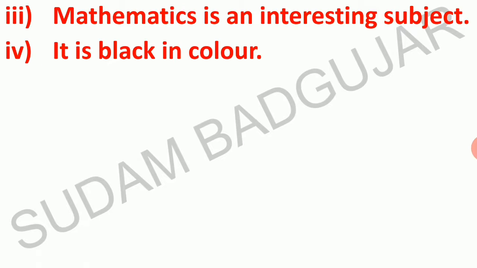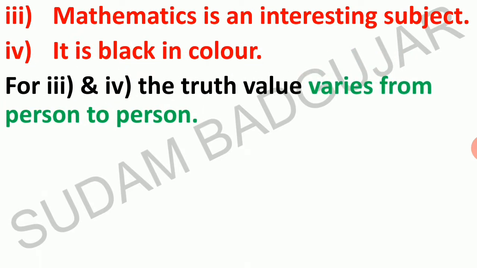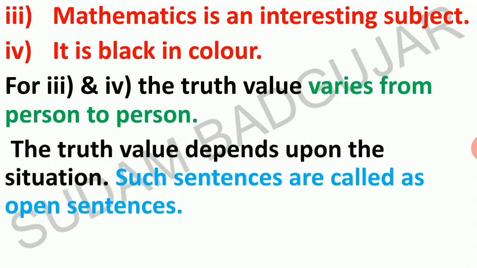He likes mathematics too much. But Gaurav has no interest in maths. So its truth value varies from person to person. Okay, its truth value varies from person to person. And now the fourth one, it is black in color.